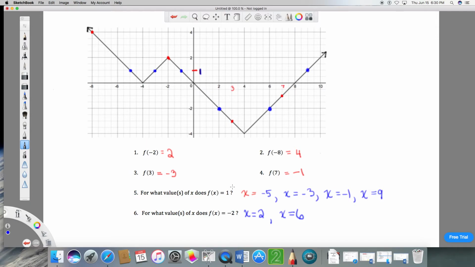I hope that helps. Like I say, all it is just reading points off the graph, but you do have to understand the notation and the way the question is phrased.